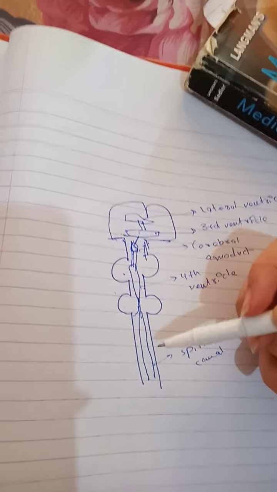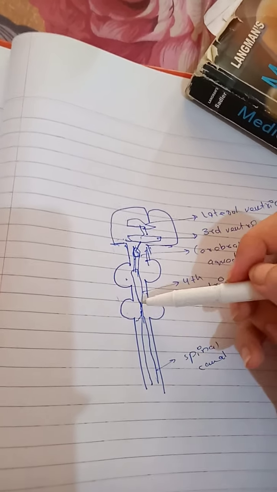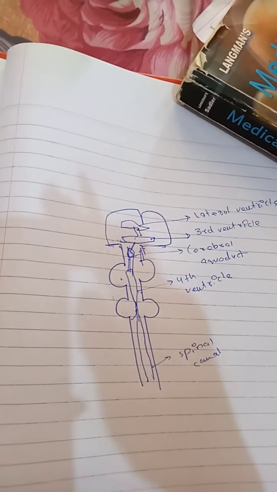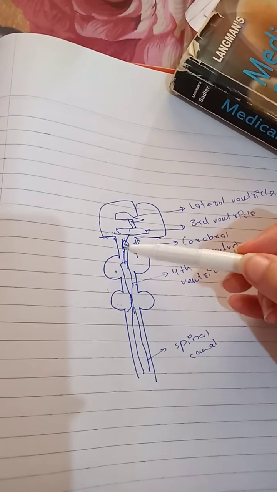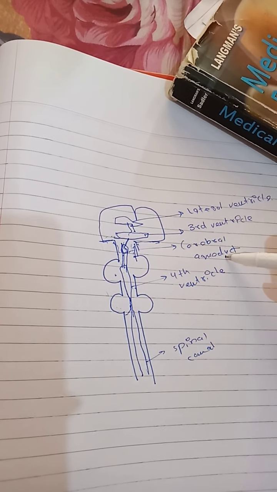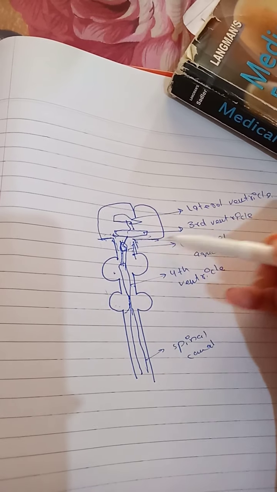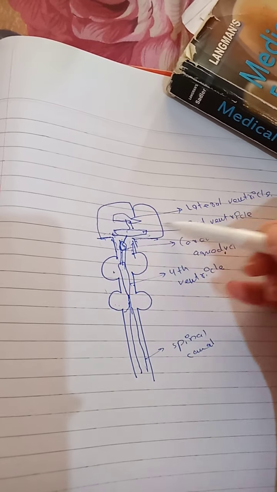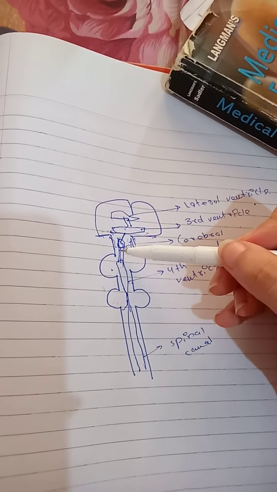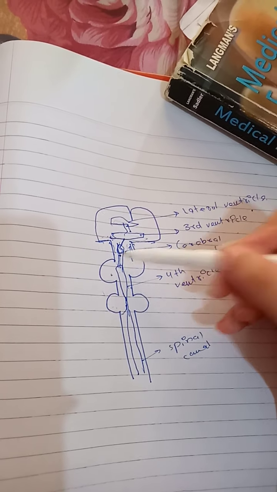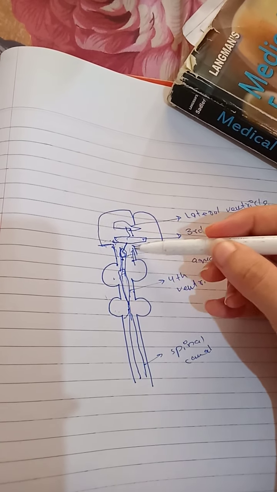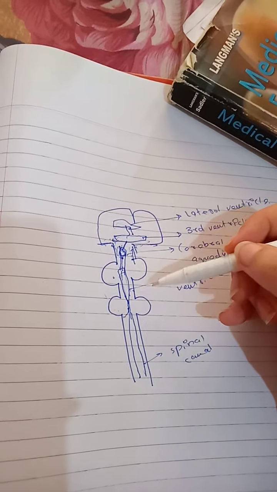So the cavity of the spinal cord is the spinal canal, the cavity of the medulla oblongata and the pons is the fourth ventricle, and the cavity for the midbrain is the cerebral aqueduct. The cavity for the diencephalon is the third ventricle, the cavity for the telencephalon is the lateral ventricle. Now the fourth ventricle and the third ventricle are connected through the cerebral aqueduct.